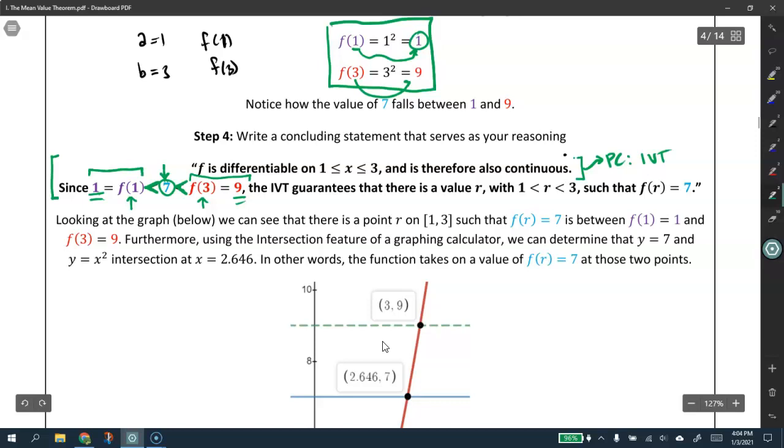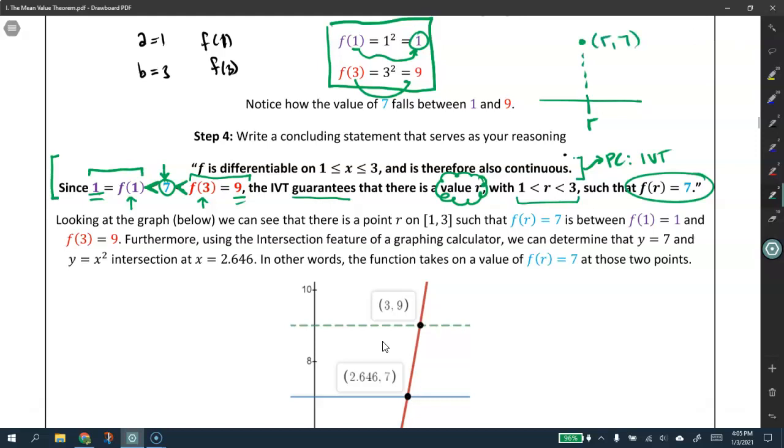And so you say that since this is actually true, the IVT guarantees, okay, it has a guarantee now, that there is going to be some value in the interval 1 to 3 such that the y value would actually equal 7. Now you're probably wondering, I thought the value itself was 7. No, we're saying that there is some point on the x-axis named r, where when you find the y value of that, you'll find that that's actually equal to 7.